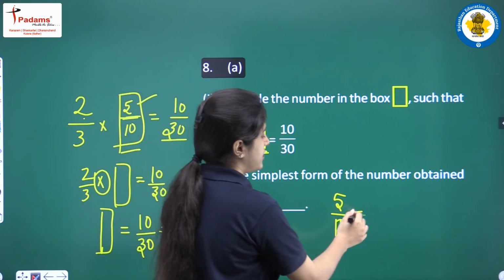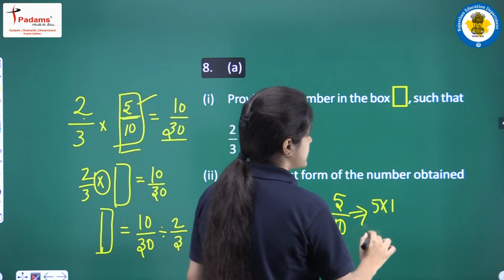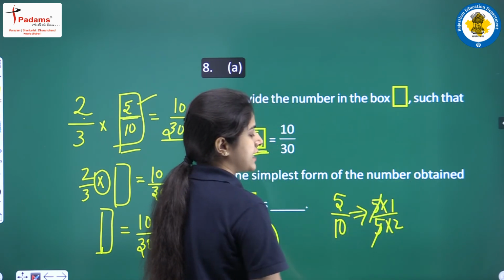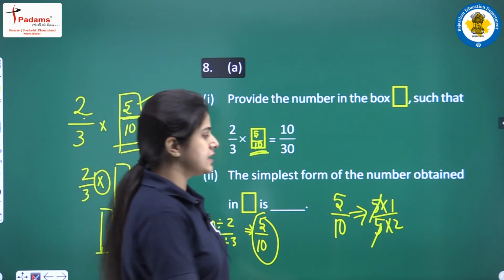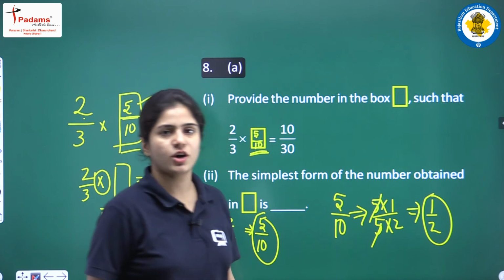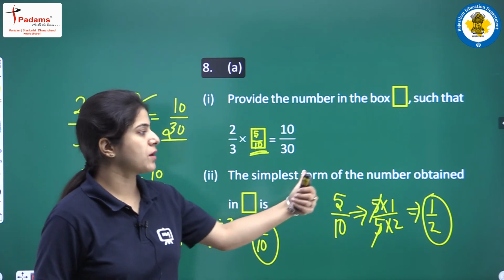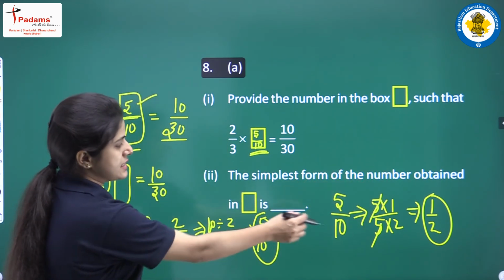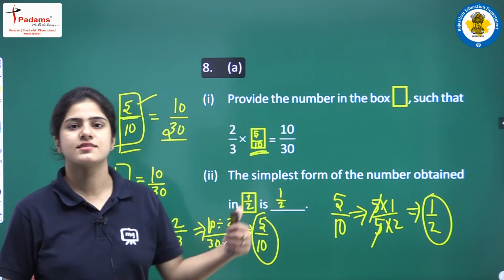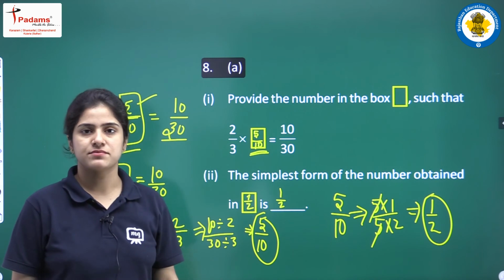Clearly 5 into 1 is equals to 5 and 5 into 2 is equals to 10. So 5 and 5 both can be cancelled out from one another, okay. So it can be 1 upon 2, okay students. So this is 1 upon 2, alright. So the simplest form of the number obtained above is 1 upon 2, alright students. So this is your first part, okay, A part.